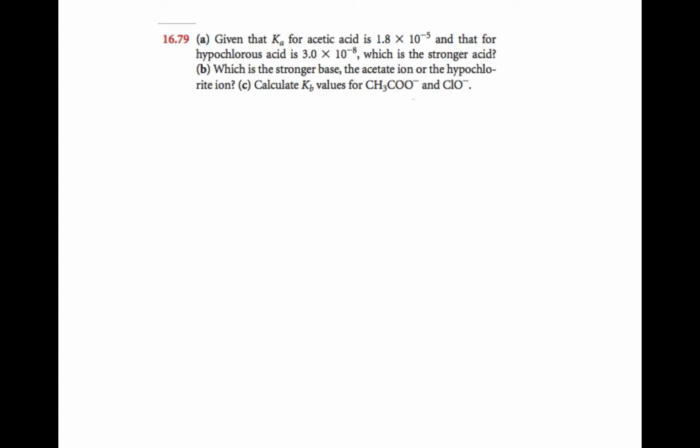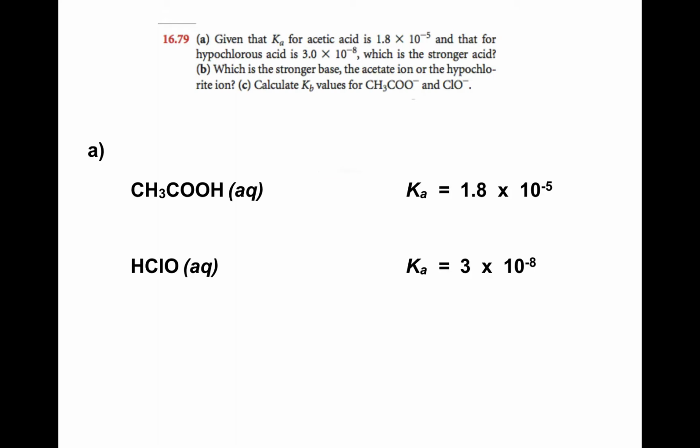Given that the Ka for acetic acid is 1.8 times 10 to the minus 5, and that hypochlorous acid is 3.0 times 10 to the negative 8, which is the stronger acid? Okay. The stronger the acid, the bigger the Ka value, right? The more the ionization. So acetic acid is the stronger acid.